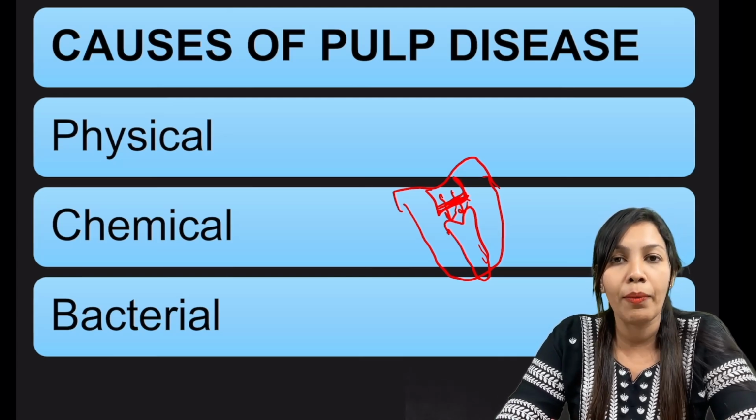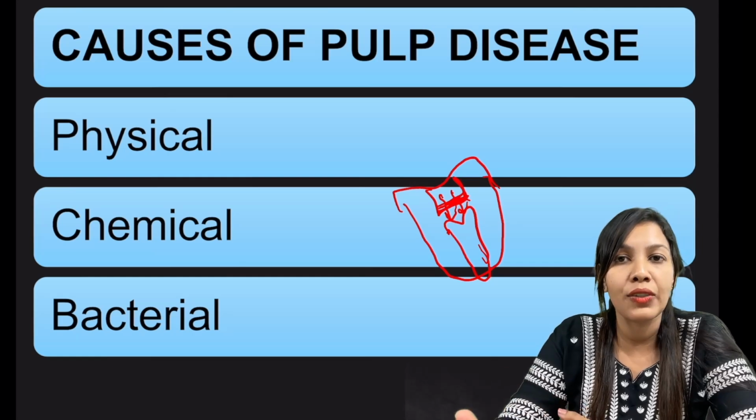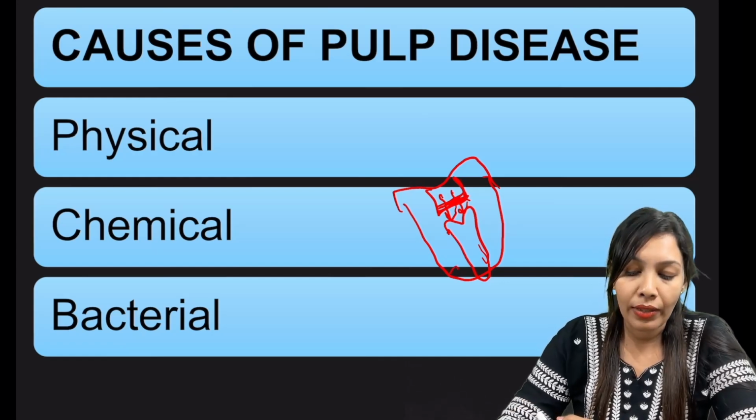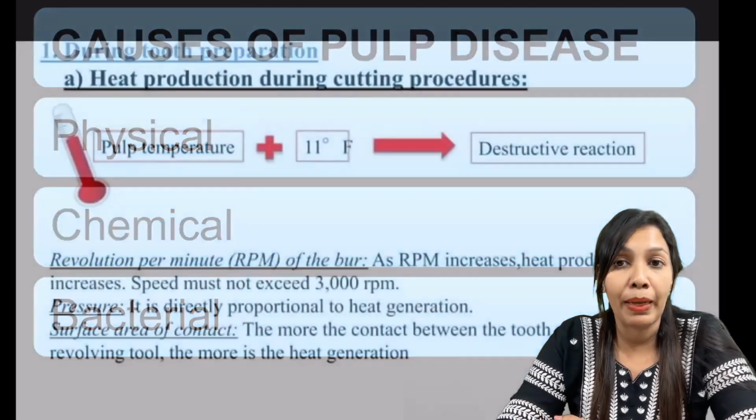That is the most common. We know that dental caries is a microbial disease which is responsible for the movement of caries from enamel and dentine, encroaching to the pulp and the periodontal space. So these are the causes of pulpal disease.